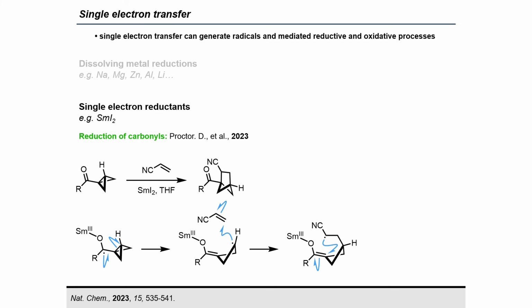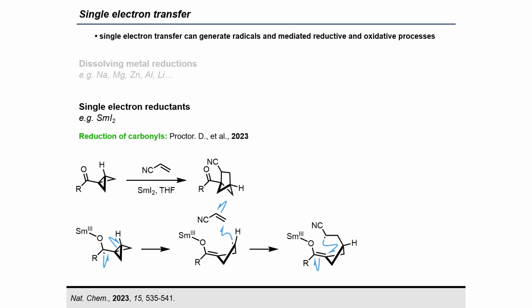In this 2023 paper from Procter, samarium iodide is used for the reduction of ketones. The resultant alpha oxy radical can then rearrange to open the adjacent bicyclobutane and reacts with an alkene in an addition reaction before recyclizing to form a bicyclohexane.